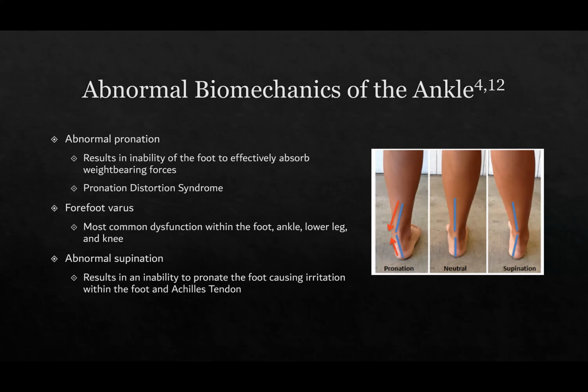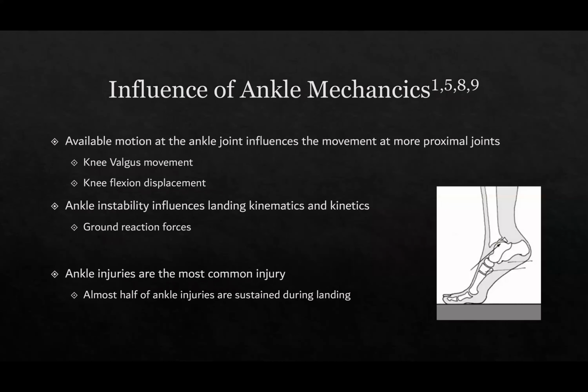Previous literature indicates that the majority of the time, compensation occurs at the subtalar joint and or the talocrural joint, indicating that abnormal biomechanics of the ankle influence everything up and down the kinetic chain, which is why it is important that we address and recognize these abnormalities.